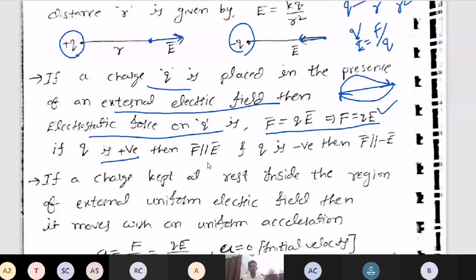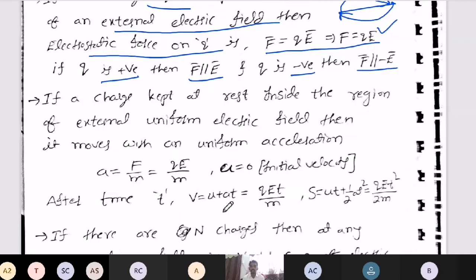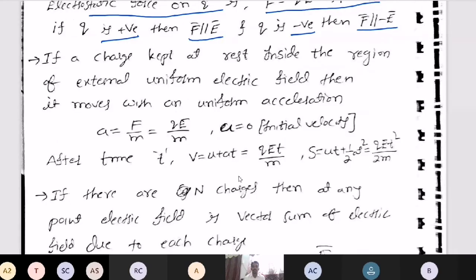If the charge is positive, the force is parallel to E bar. If charge is negative, force is anti-parallel to electric field. That means opposite direction. That is also important. And based on this, they can ask a question like, if you keep a charge in the presence of external electric field, then electric force QE will act.